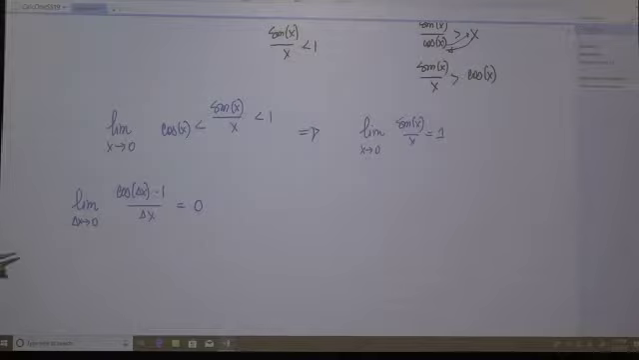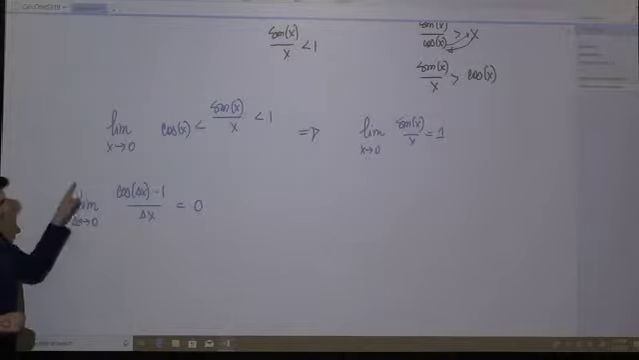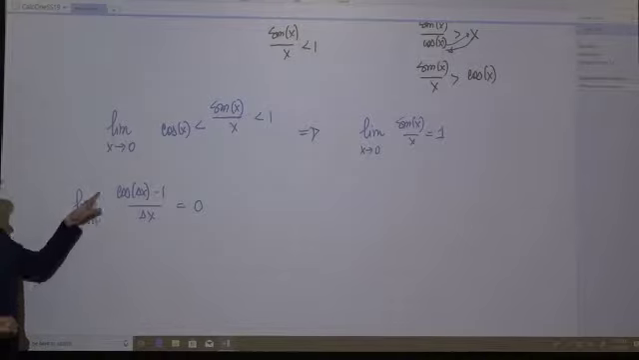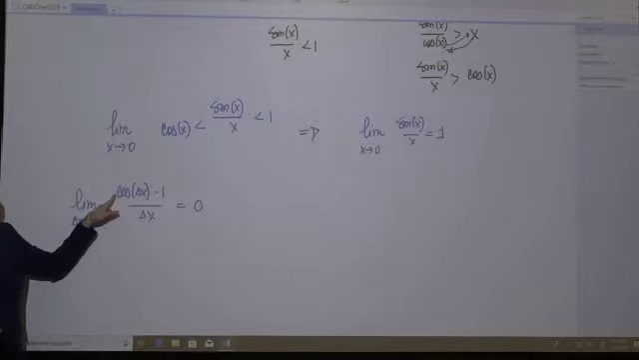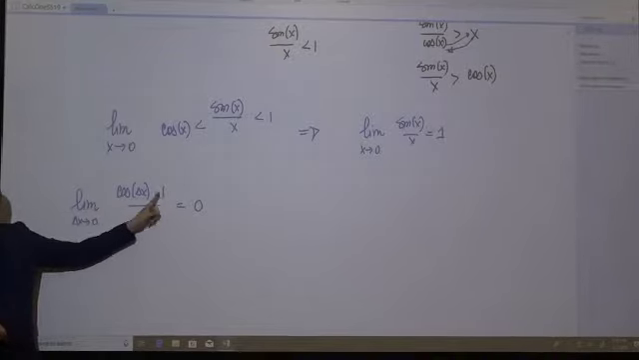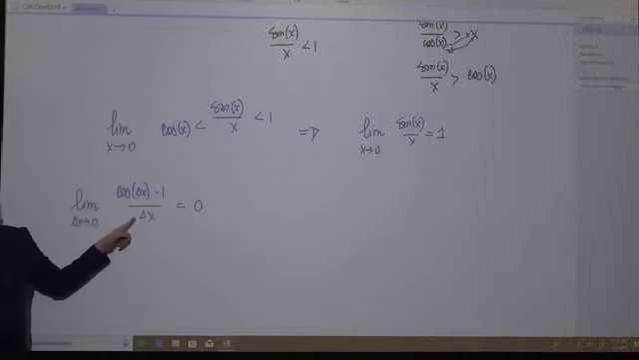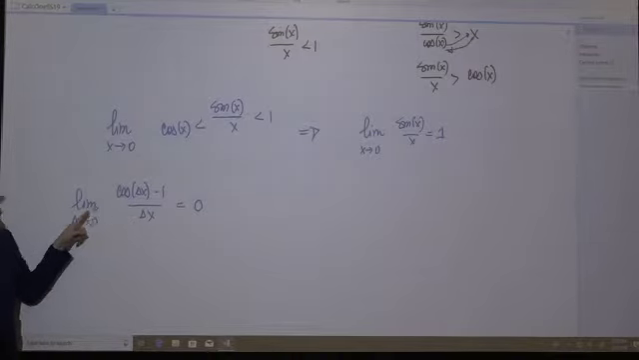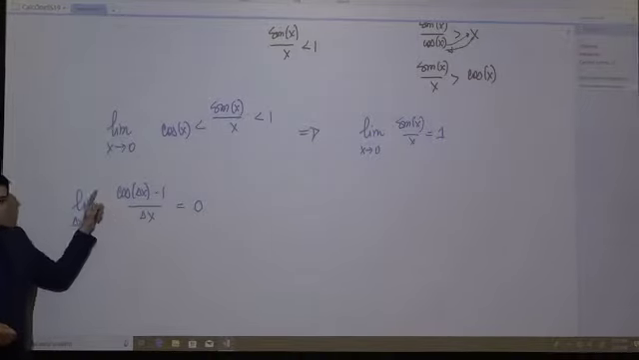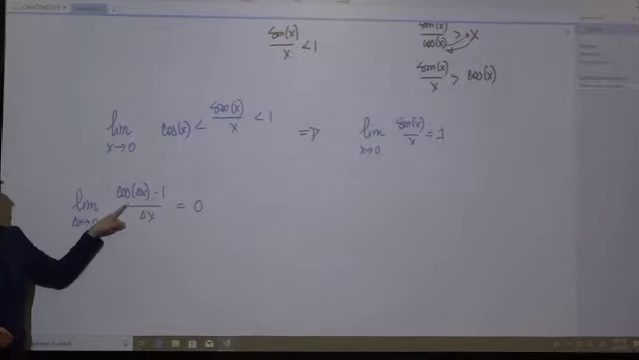Okay, so here, in terms of the speed, it means that when delta x goes to 0, this also goes to 0, right? Because the cosine of delta x will be 1, and 1 minus 1 will be 0. And this one is also going to 0, but the thing is, this one goes to 0 much faster than this one.